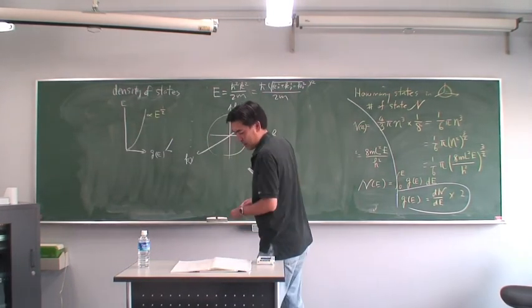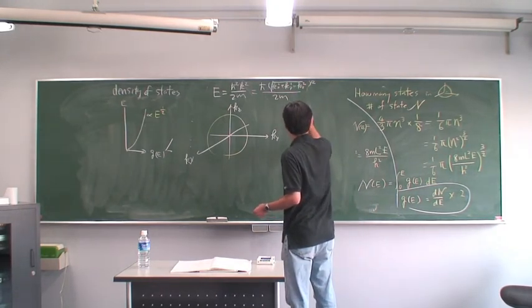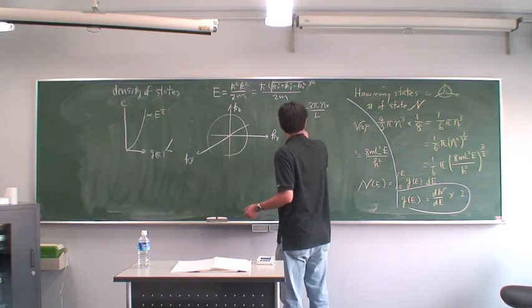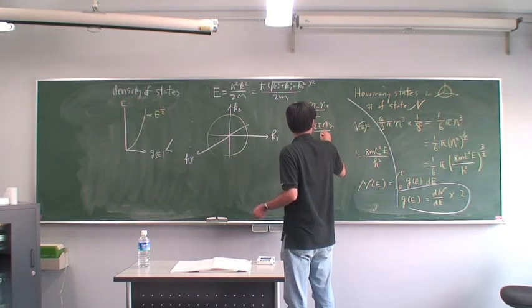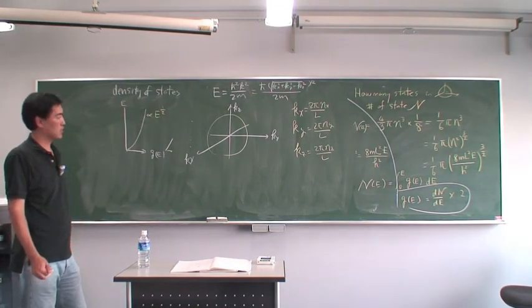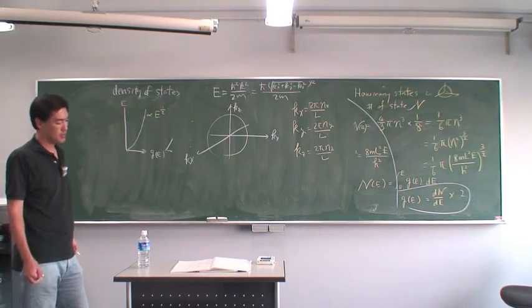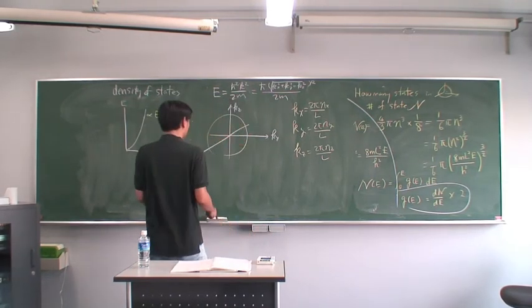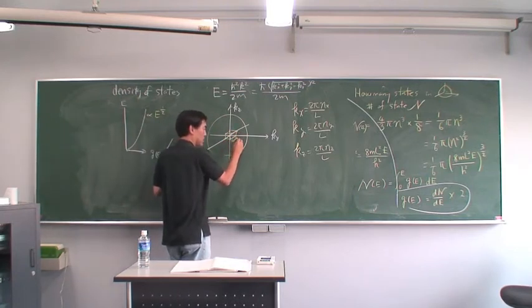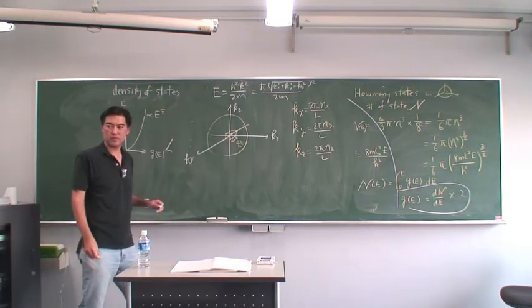And remember that kx is 2 pi nx over L, ky is 2 pi ny over L, kz is 2 pi nz over L. Okay. So basically, all these points are points in k space separated by 2 pi over L.